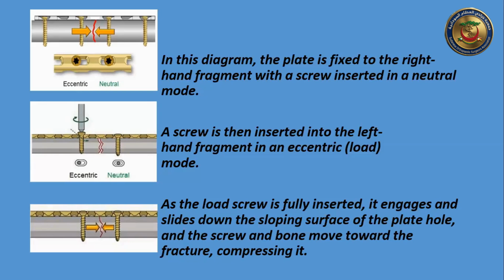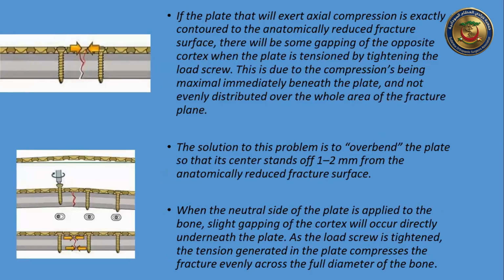But in some areas, this leads to compression on the near cortex and gapping of the far cortex, and this is avoided by bending the blade a few millimeters over the exact fracture site. This leads to even distribution of the compression force to the proximal cortex and to the far cortex, giving complete compression throughout the fracture site and throughout the cortex thickness, as we see here.